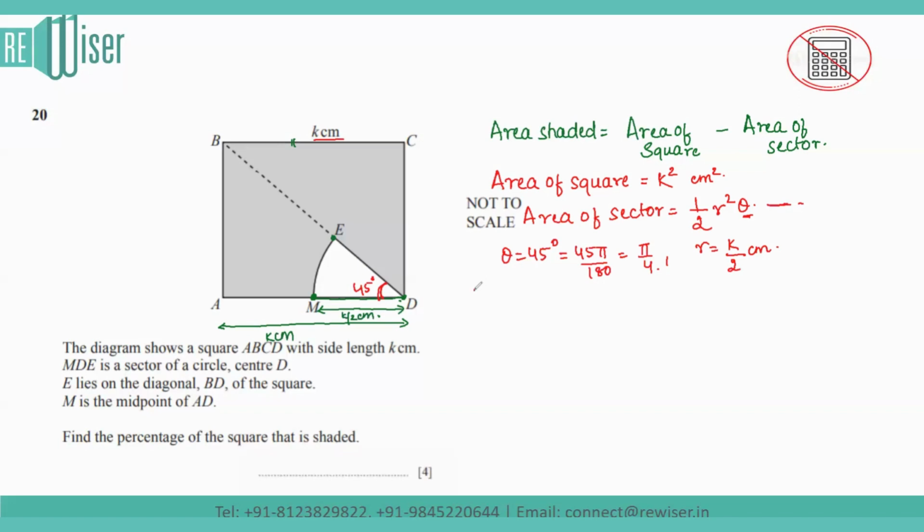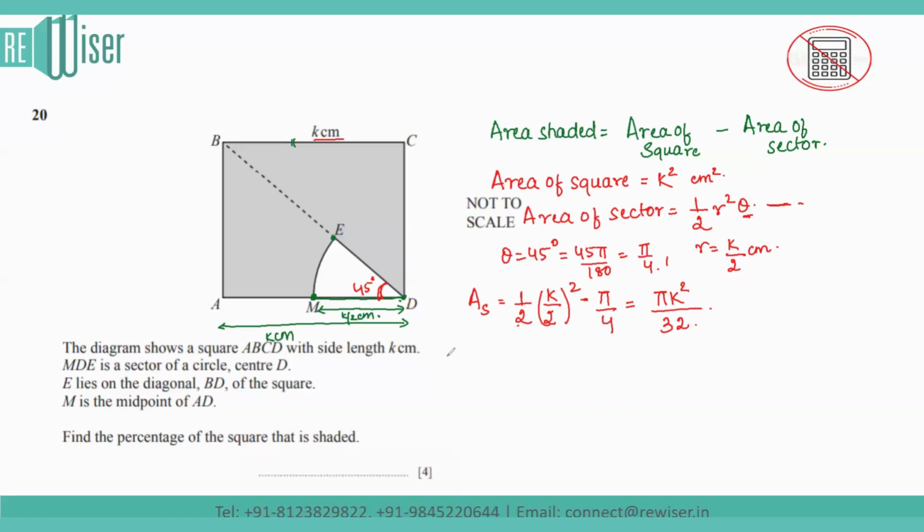Now, we substitute the values of r and theta in the area of the sector. This gives us the area of the sector as 1 by 2 r square, that is k by 2 whole square, multiplied by theta, which is pi by 4. This can be further written as pi k square divided by 32, since 2 times 4 is 8 and 8 multiplied by 4 gives 32. Therefore, this is the area of the sector.